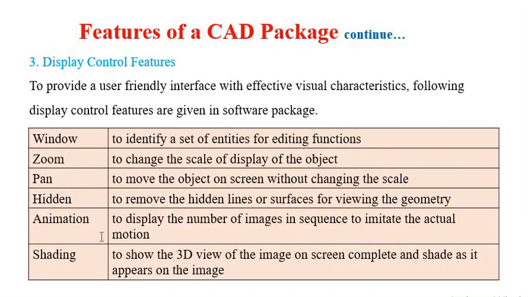Some animation features are also provided in this CAD package, to display a number of images in sequence to imitate the actual motion. With the help of this animation, we get a clear idea about the stress and the future behavior of this design component. Shading is also provided to show the 3D view of the image on the screen, as it appears in reality. Hatching features are also given in the CAD package.